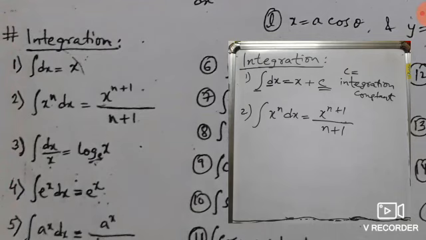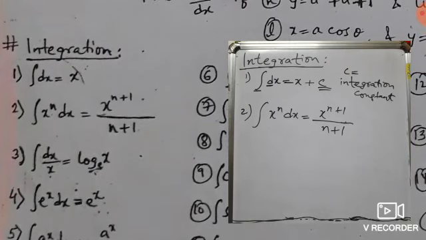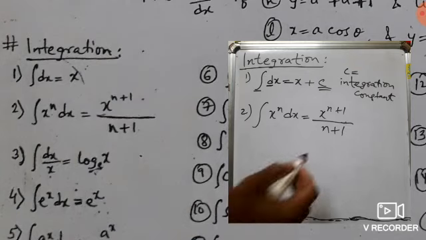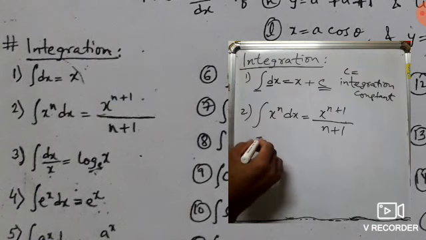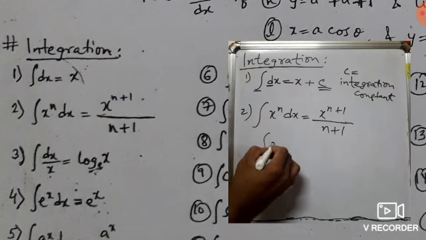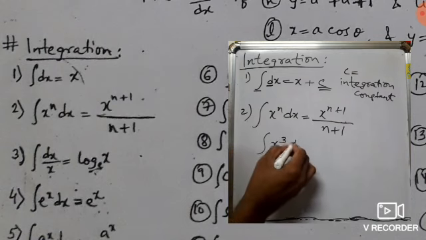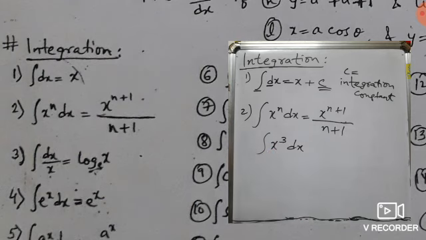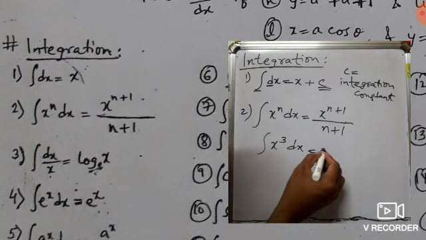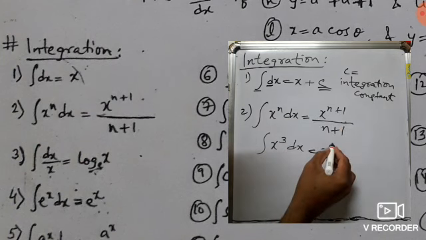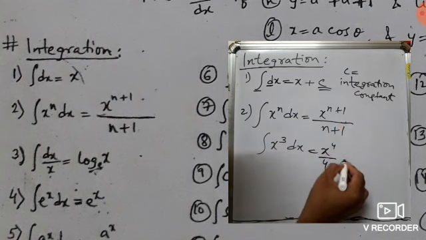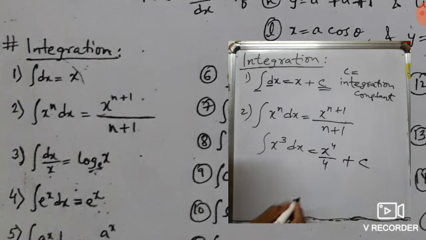The power will be added and it will come down, n plus 1 by n plus 1. So on the board you can see this. If you are given the question, find the integration of x cube dx, the answer will be x to the power n plus 1, meaning 3 plus 1, which is 4, by 4 plus c, the integration constant. So this is the answer.